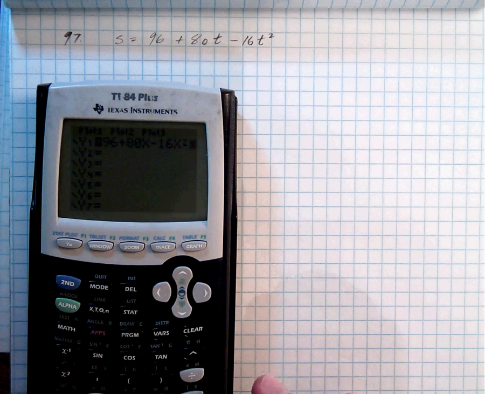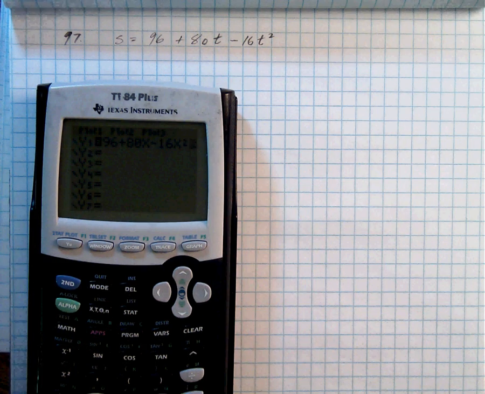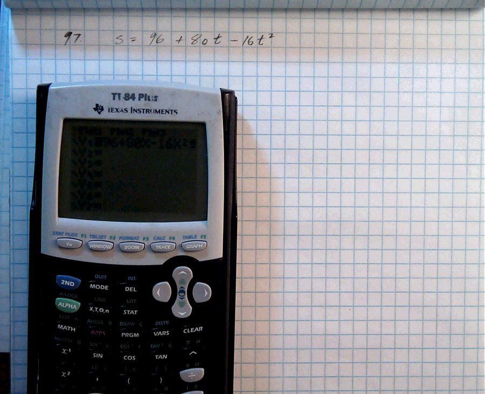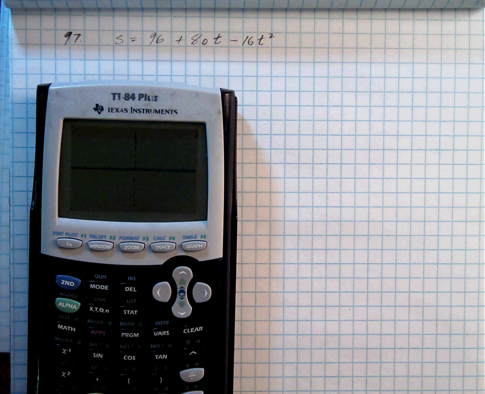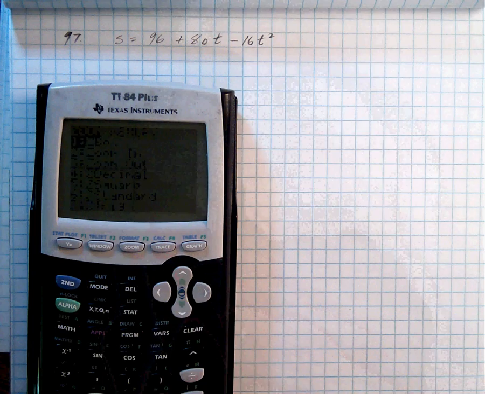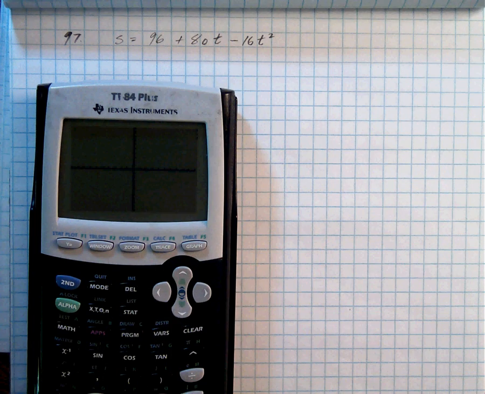Alright, now let's think about the window settings. I don't want to see just any part of this graph. There are certain parts of the graph I'm interested in. If I hit graph right now, I'm probably not going to see it. I see a little bit right there. It looks like I see where it actually hits the ground. If I hit zoom 6, which is a standard window setting, you can see some of it, right? I don't see the top.